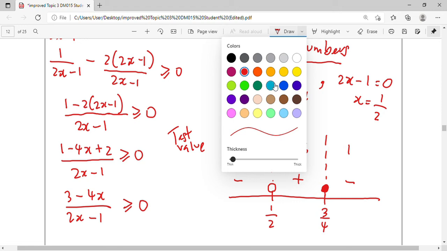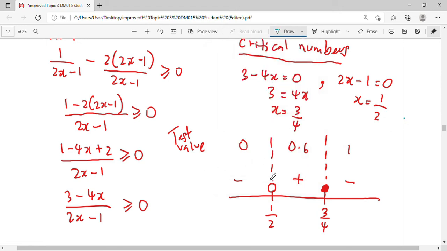So again, which region should we shade? Refer to the inequality sign beside the function in the form of factors. So the sign is greater than or equal. Greater than or equal means positive. So this region here.